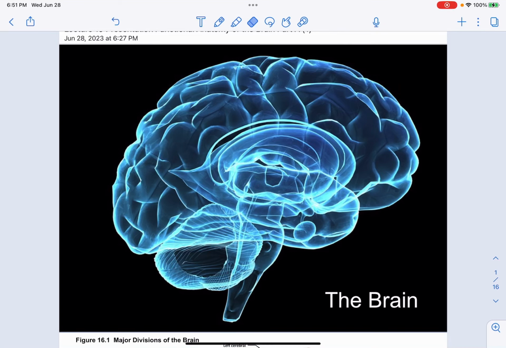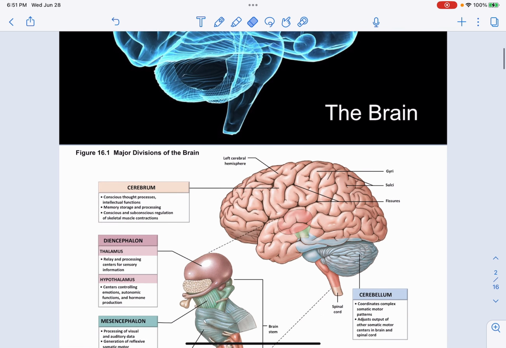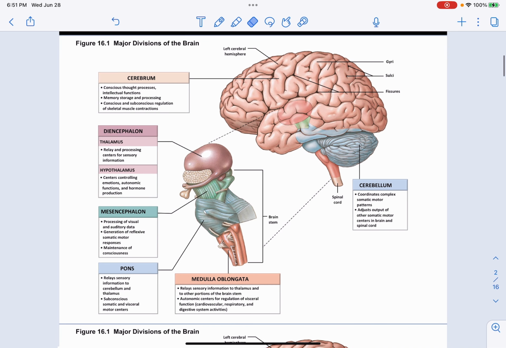All right, today we're going to finish off the lectures on the nervous system, and we are going to take a tour of the brain and look at some of the internal structures. This is a flow chart of how I'm going to set up the lecture. We're going to work our way up. We're going to start at the medulla oblongata.